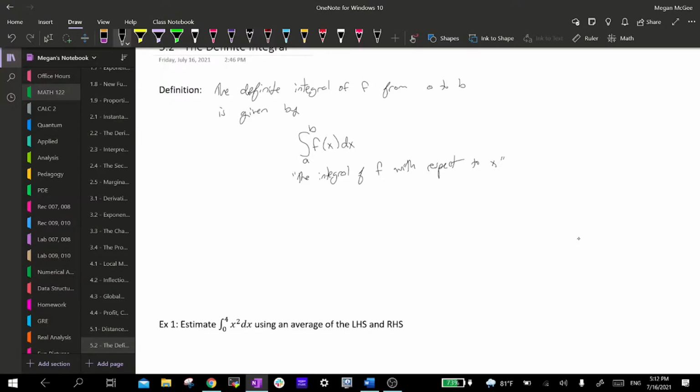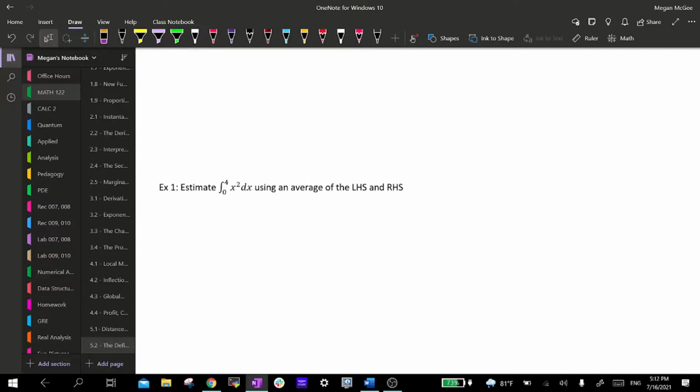Alright, so let's go ahead and look at example 1. So here we're going to estimate this integral using an average of the left-hand sum and the right-hand sum. So we're still going to be estimating these integrals, okay? And let's go ahead and use a length of 1. So our delta x is equal to 1. So that means our n is b minus a, those are the bounds of our integral. So 4 minus 0 over our delta x, and delta x is 1. So we have 4 intervals.